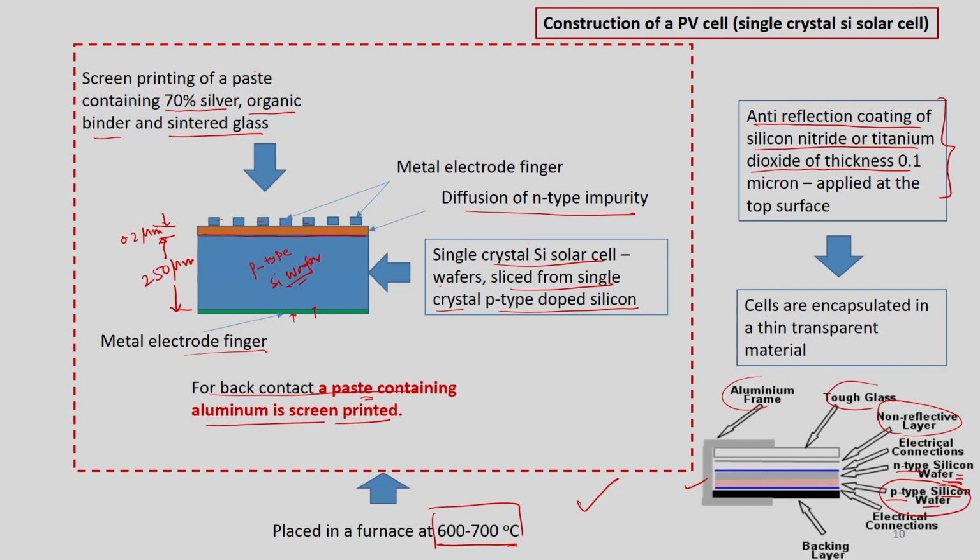And finally, once these cells are prepared, they are encapsulated in a thin transparent material. What you have seen here: this is a back layer, then we have electrical connections, then p-type silicon wafer, then n-type silicon wafer, then electrical connection, then non-reflecting layer, then toughened glass or some transparent material, because solar radiation has to pass through and then strike the absorber, right. And then in order to hold this system we need a frame. These frames are made of aluminum. So, this is how a PV cell is constituted. Construction is something like that.